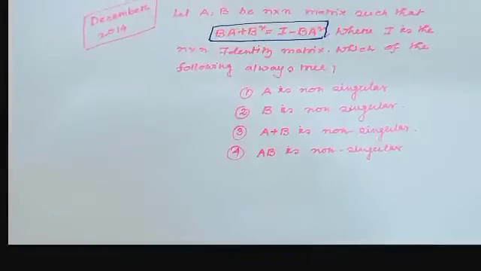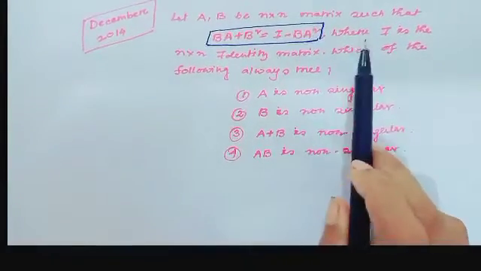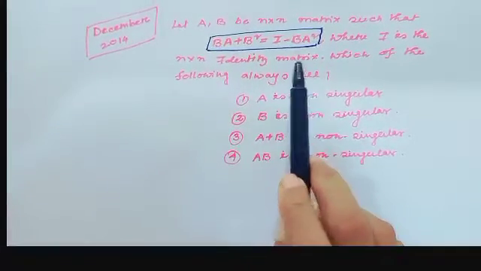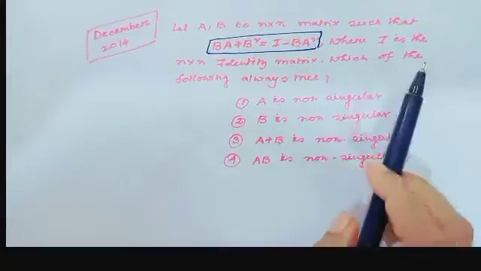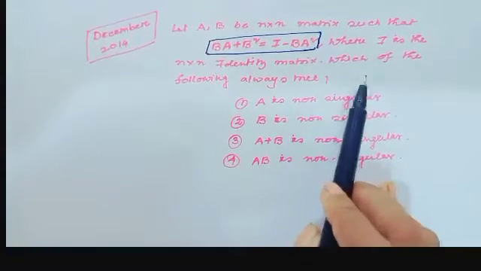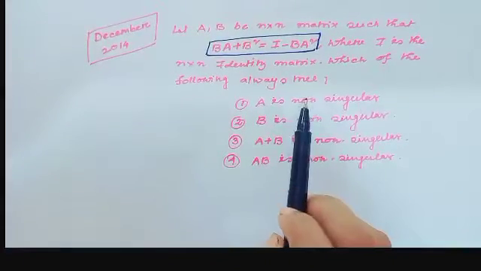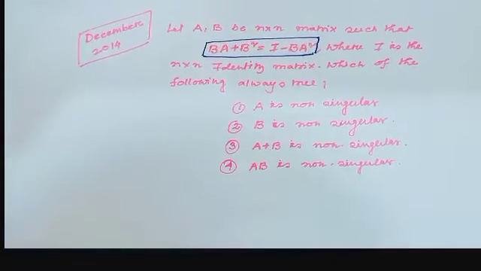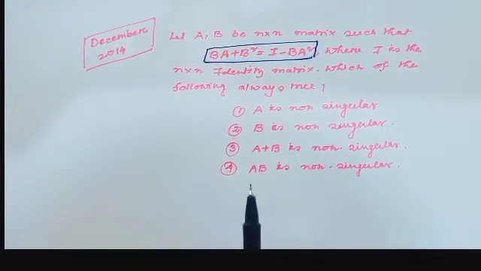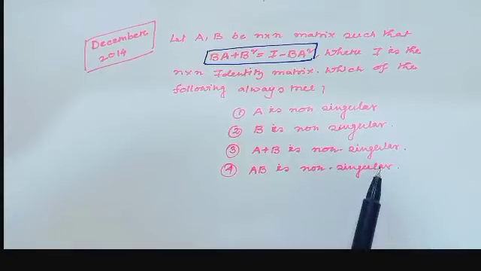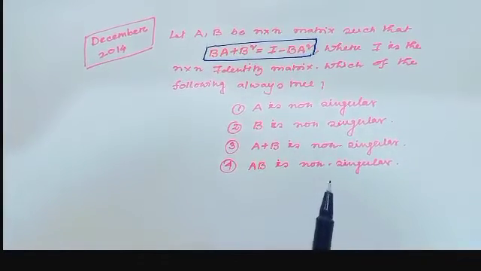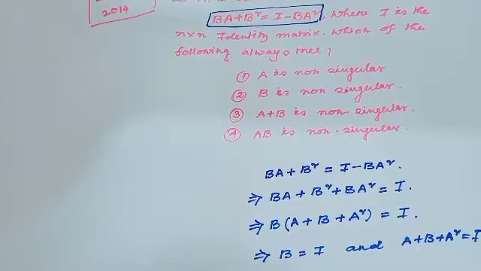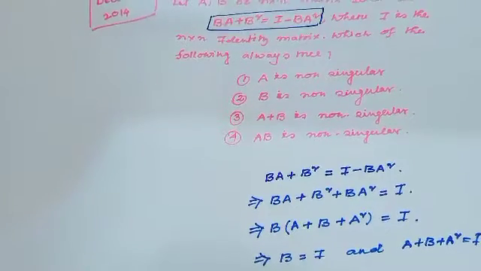The question is: consider A, B n cross n matrices such that BA plus B square equals (I minus BA) whole square, where I is the n cross n identity matrix. Then which of the following is always true? Option 1: A is non-singular. Option 2: B is non-singular. Option 3: A plus B is non-singular. And option 4: AB is non-singular. The question is about non-singularity of A, B, A plus B and AB.